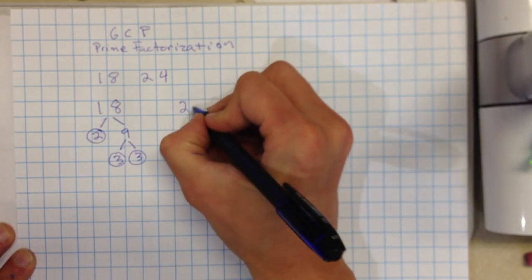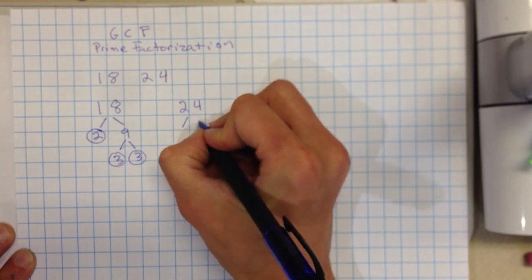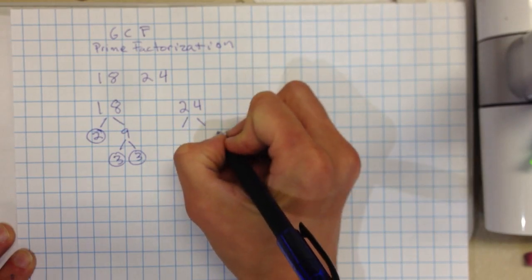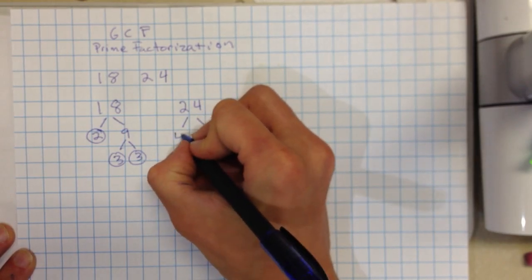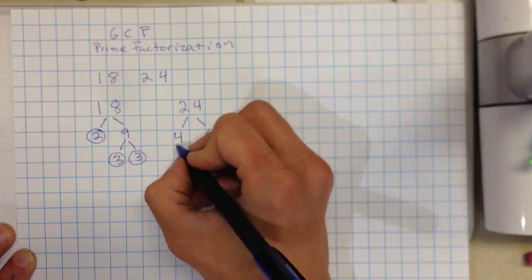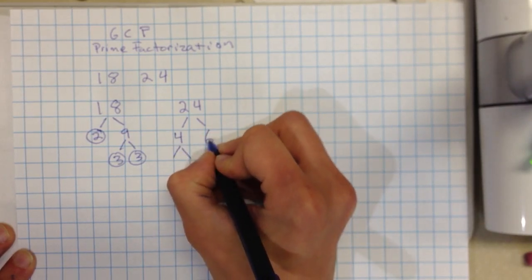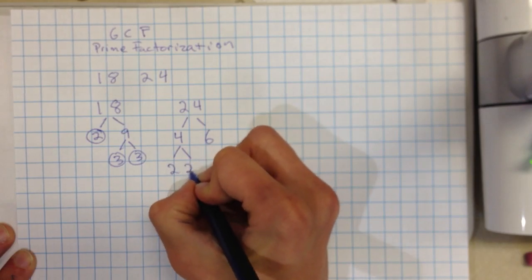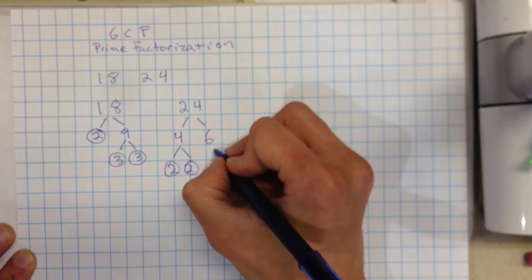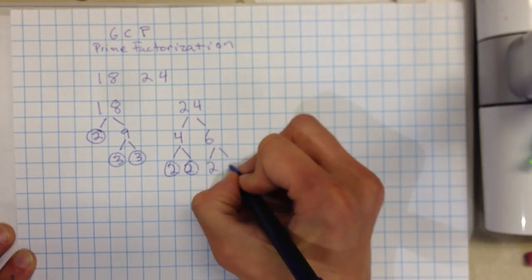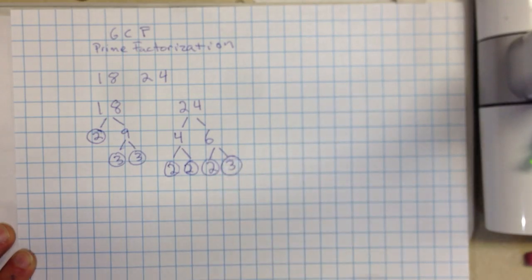I can do the same thing, do my factor tree for 24. I could break it up into 2 and 12, or I could say, okay, I know 4 and 6 would work. I'm going to have to keep breaking them up until I get prime numbers, because those are both composite. So 4 could break into 2 and 2, and 6 could break into 2 and 3. So I've now just finished step 1, and I'm going to move on to step 2.